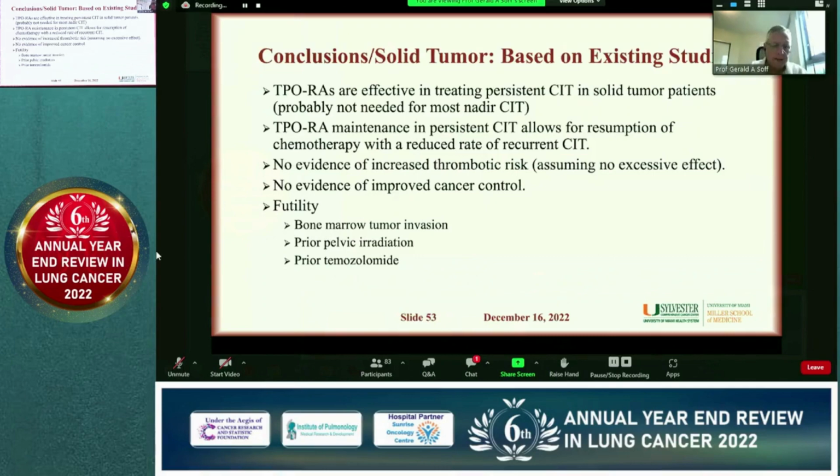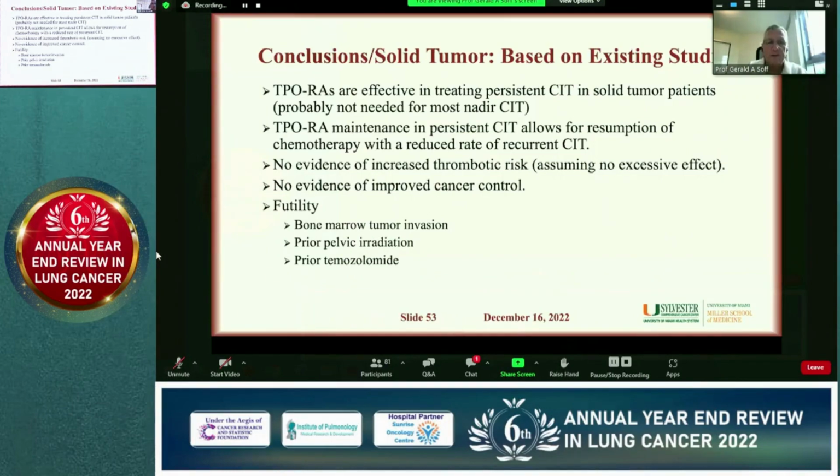So in conclusion, and I look forward to a discussion of questions, in solid tumor patients, TPO receptor agonists are effective in treating persistent CIT, probably not needed for most early CIT, and this has only been shown so far with romiplostim. TPO receptor agonist maintenance in persistent CIT, again only shown with romiplostim so far, allows the resumption of chemotherapy with a reduced rate of recurrent CIT.